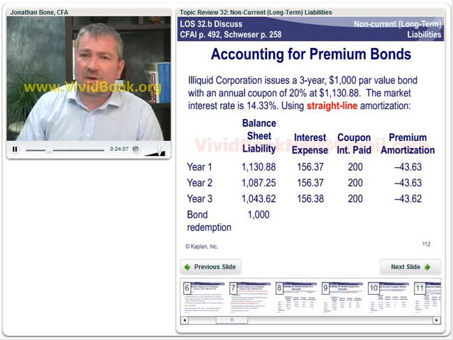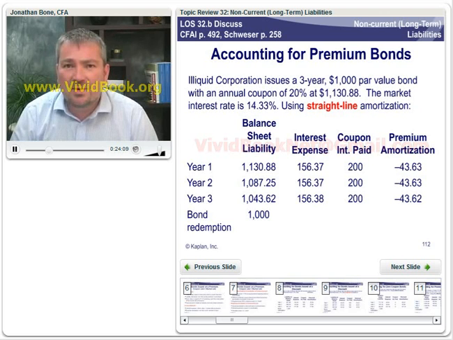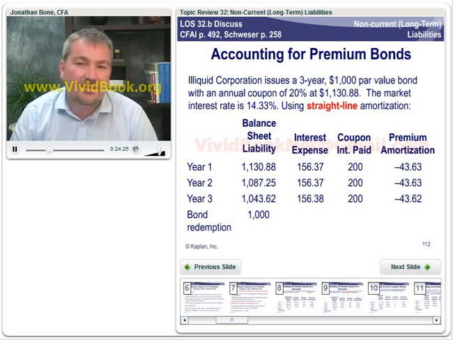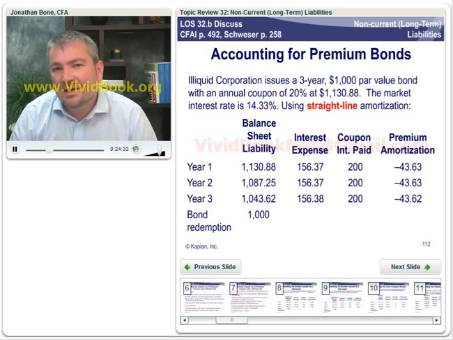Straight line, well, again, you can look at this in your own time. All it's done is taken the 130.88, which is the premium, divided it by 3 years to get a straight line, a smooth amortization of a premium of 43.63 each period. And again, remember, that's being deducted from the coupon to get interest expense each period, being deducted from the liability to get the closing liability each period.